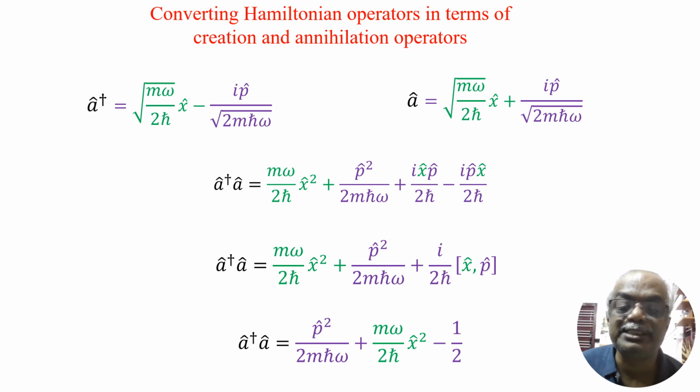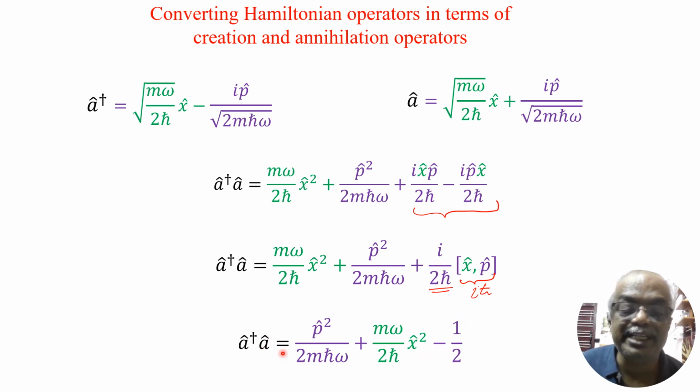So this can be simplified as, I am taking the i constant outside, i over 2h cross, then this is the commutation of x with p. You know the commutation of x with p is equal to i h cross. So here this h cross will get cancelled. This i into i will become i squared, that is minus 1. So this will be minus half.